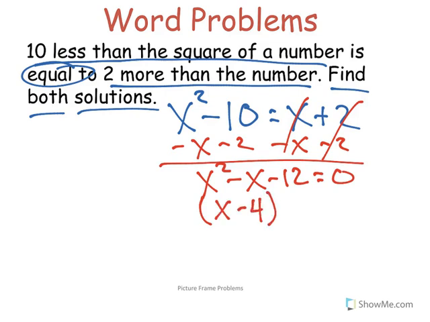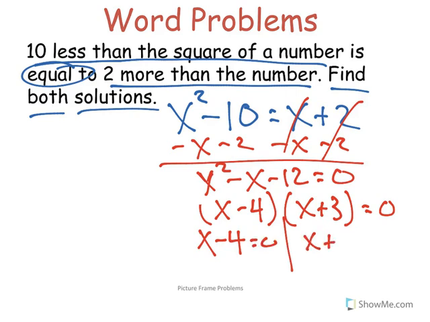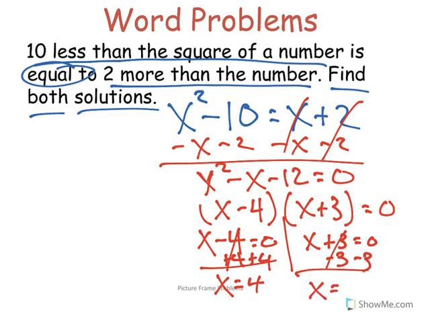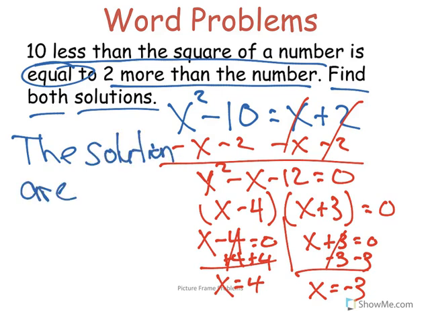That should factor down as x minus 4, x plus 3. Now we can cut to our zero product property. So x minus 4 is 0, x plus 3 is 0. One of my roots is going to be x is 4. And my other root is going to be x is negative 3. We're not going to write this as a solution set. We're actually going to write it out as the solutions are negative 3 and 4.